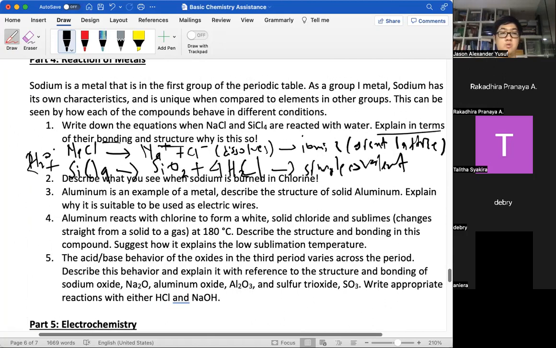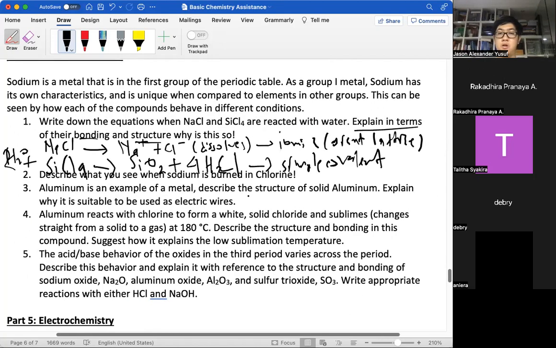And for the H2O and the SiCl4, this one is a simple covalent structure, which means the bonding here is weak. So this SiCl4 can dissociate, meaning it can break apart its atoms and react with water to form SiO2 or silicon dioxide. And this silicon dioxide is a special compound that perhaps you can learn about. Okay, moving on.